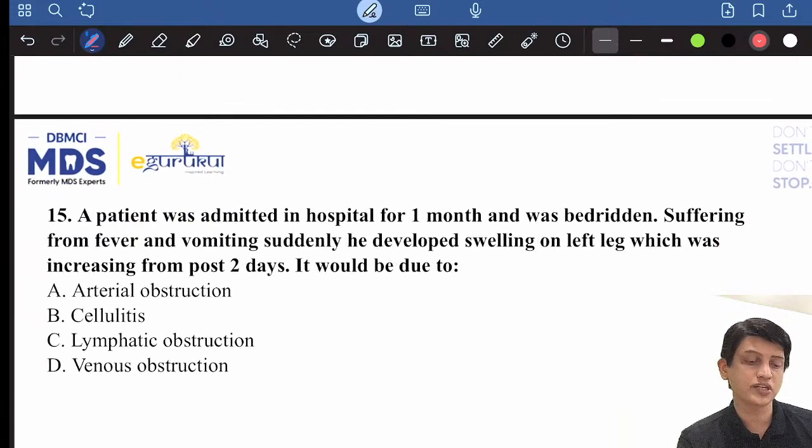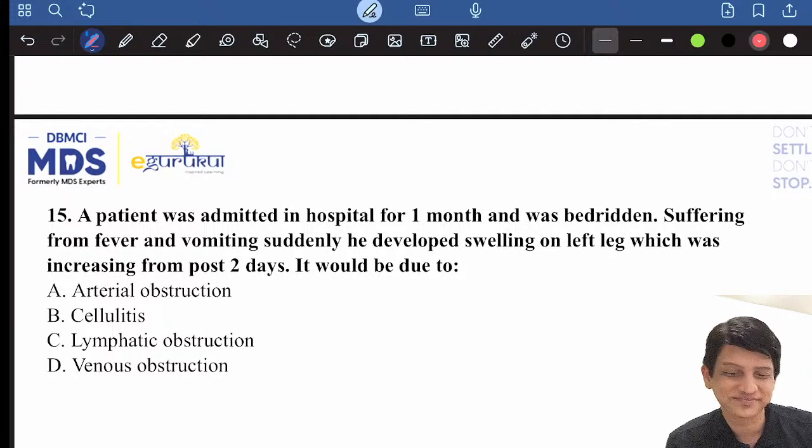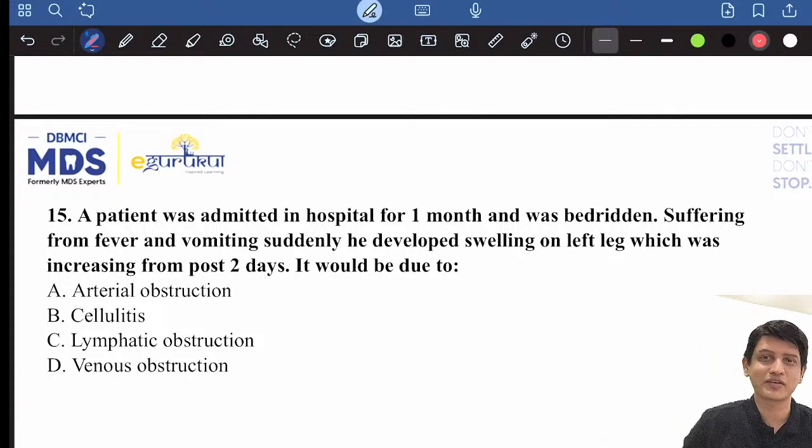Okay. A patient was admitted in hospital for 1 month and was bedridden, suffering from fever and vomiting. Suddenly he developed swelling on the left leg, which has been increasing for the past 2 days. It would be due to a bedridden patient suddenly developing leg pain. What is your diagnosis? We have discussed this. Is it arterial obstruction, cellulitis, lymphatic obstruction, or venous obstruction?